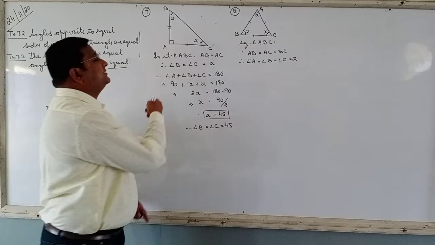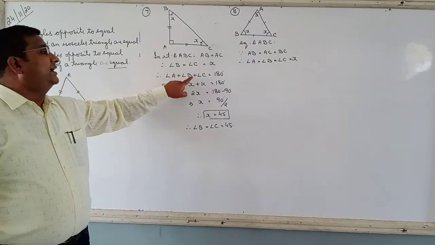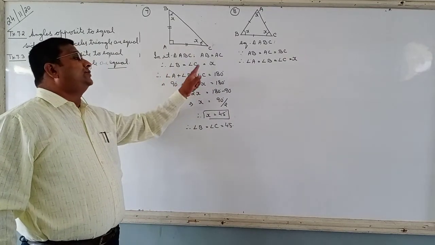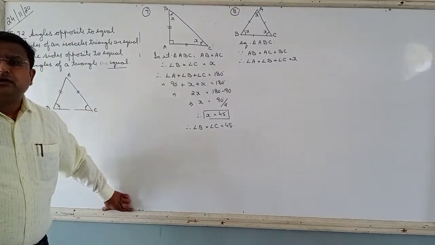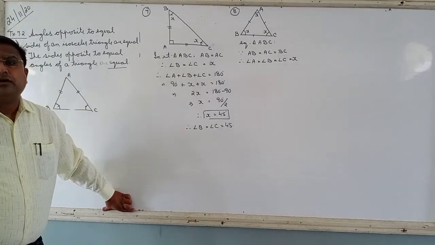So what is the sum of angles in a triangle? 180. x plus x plus x is equal to 180. So 3x is equal to 180. So x is equal to 60. I hope it is not difficult.